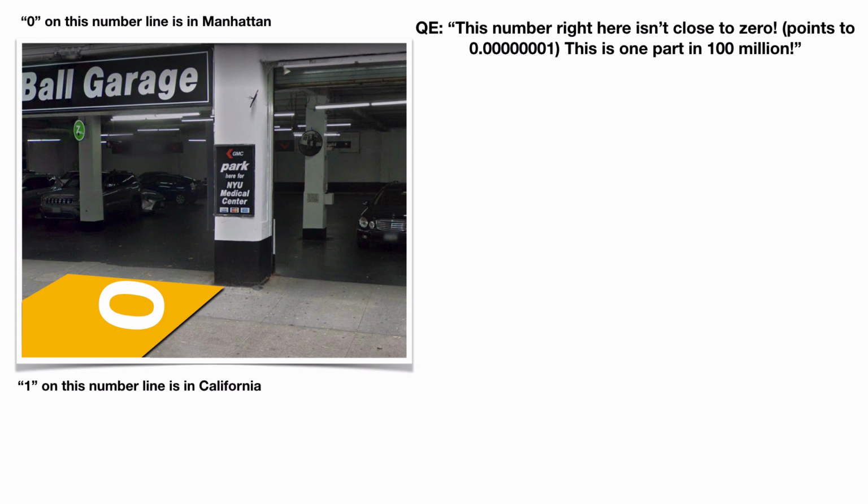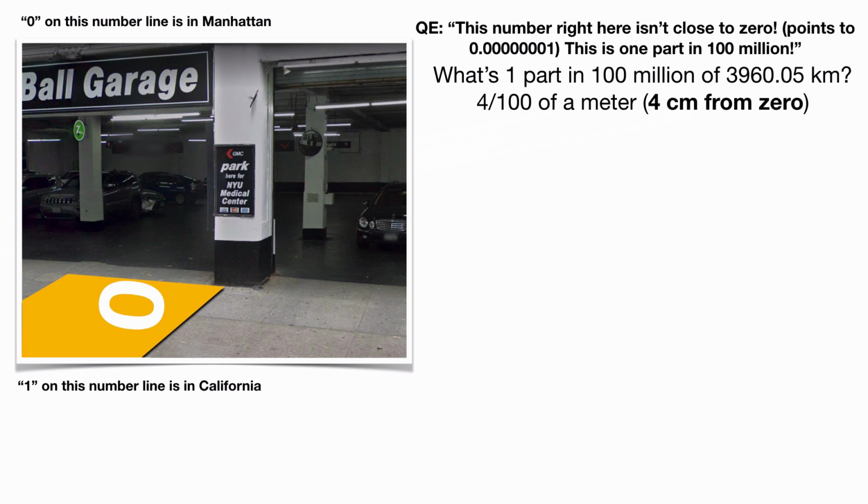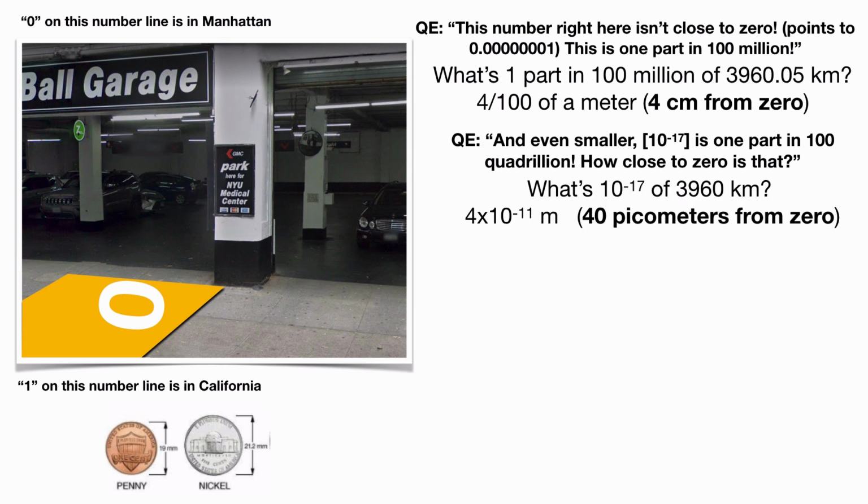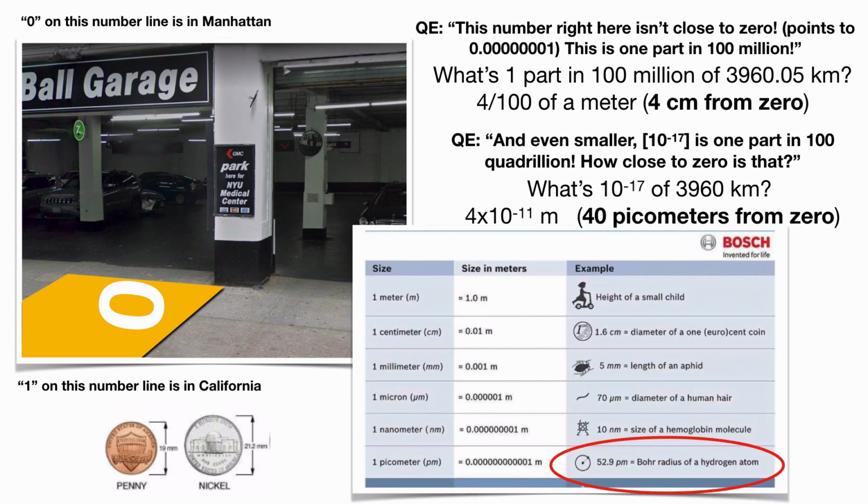There's the number 0. And let's actually talk about the numbers that Quantum Eraser was talking about, the numbers he said weren't close to 0. So the number was 1 part in 100 million. How far is that? That's going to be 4 centimeters away from the Red Ball Garage. And 4 centimeters is about the distance if you put a penny and a nickel next to each other. Now, what about that 10 to the negative 17? He's like, well, how close to 0 is that? Well, it's 40 picometers from 0. That's how close. And what's 40 picometers? It's smaller than a hydrogen atom. Okay, so these numbers are very, very close to 0.